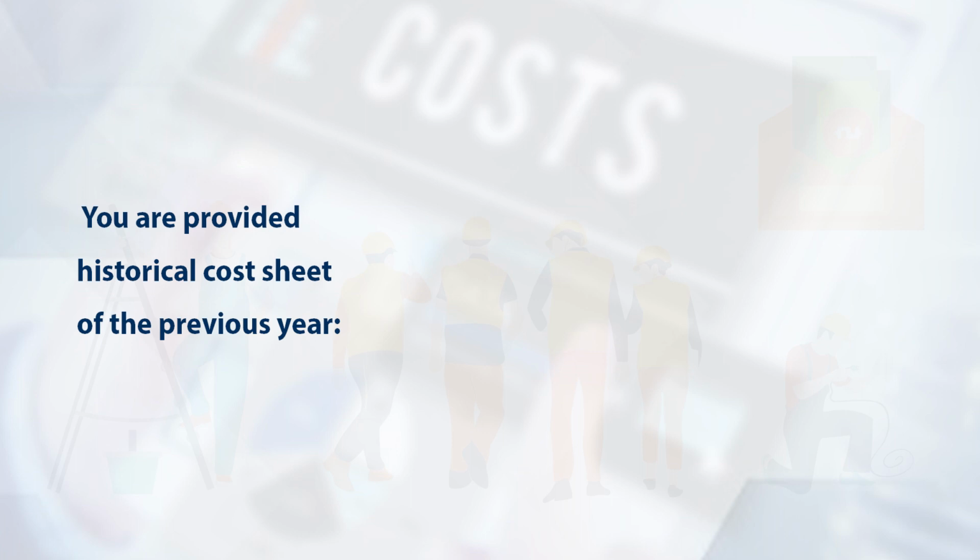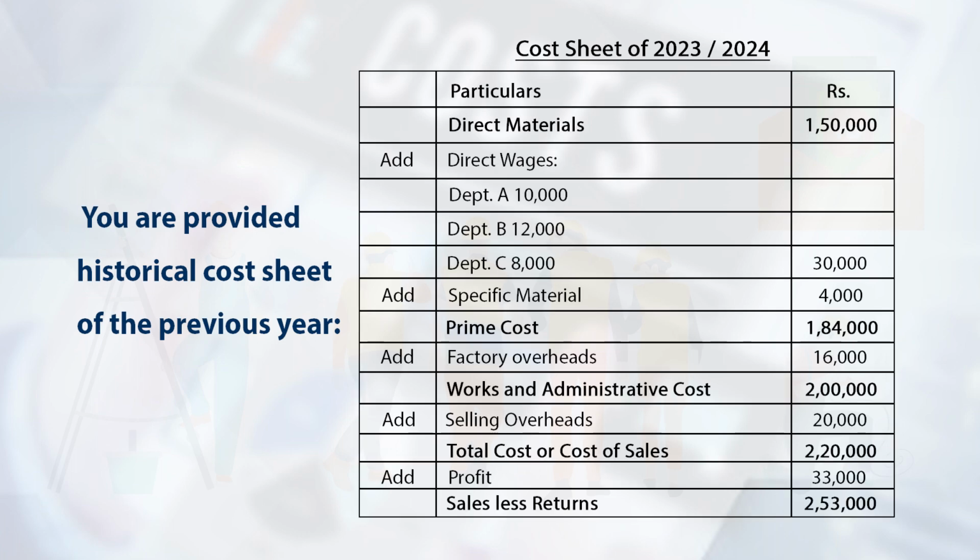You are provided historical cost sheet of the previous year. So, cost sheet of 2023-24 is given. Here direct materials given is rupees 1,50,000. Add direct wages for department A is rupees 10,000, for department B 12,000, for department C 8,000 making total 30,000. In that add specific material of rupees 4,000 making total giving us prime cost of rupees 1,84,000. In prime cost add factory overhead rupees 16,000 which will give us works and administrative cost rupees 2 lakh.